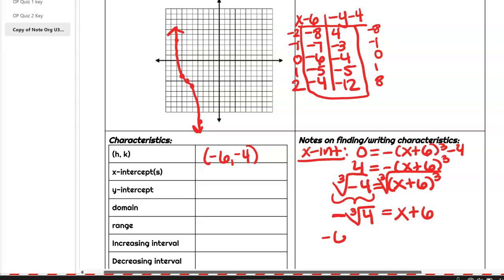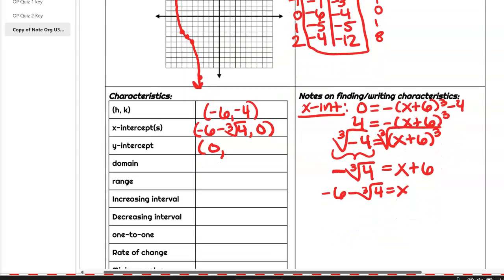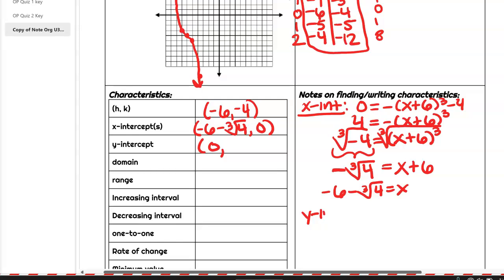And my final step will be to subtract 6 from both sides in order to have what x is equal to. So my x-intercept is -6 minus the cube root of 4. For my y-intercept, I'm going to plug 0 in for y. And this might not be simple, but it's a little bit easier than calculating the x-intercept due to the fact that everything's already on one side with y alone.